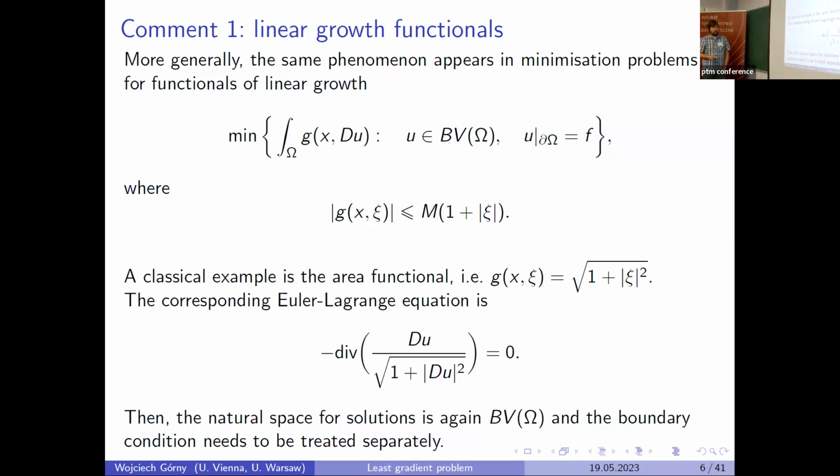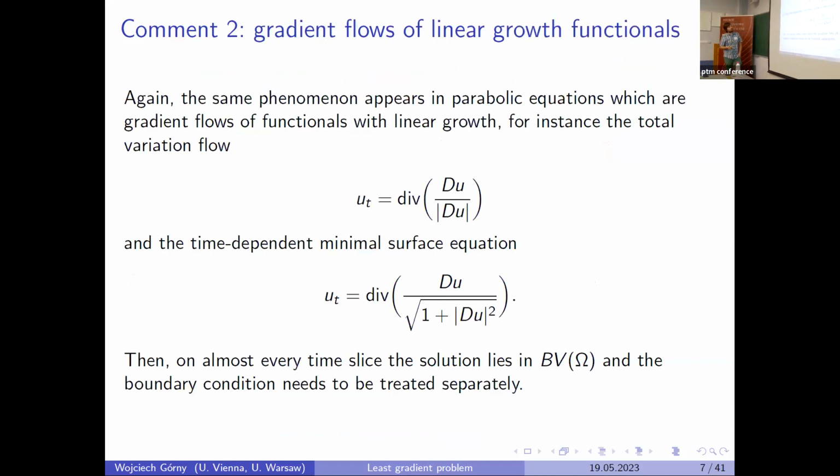Okay, so the natural space for solutions is again BV, at least a priori, and the boundary condition has to be treated separately. And another example, also considered before the Lagrangian problem in the current form, is the total variation flow, which appears in image processing. So the time derivative of u is the divergence of Du divided by the modulus of Du, and the time-dependent minimal surface equation, where we have the same problems.